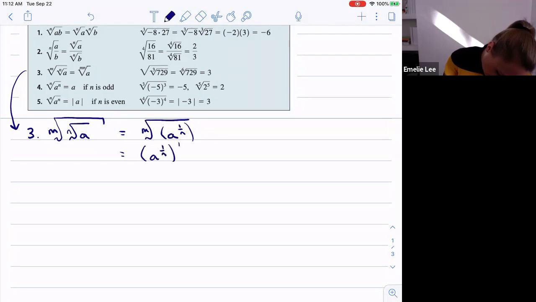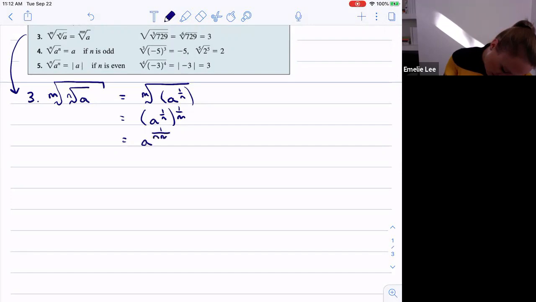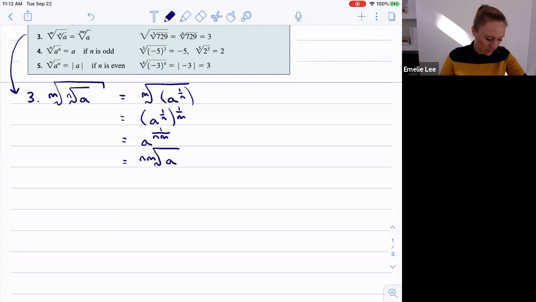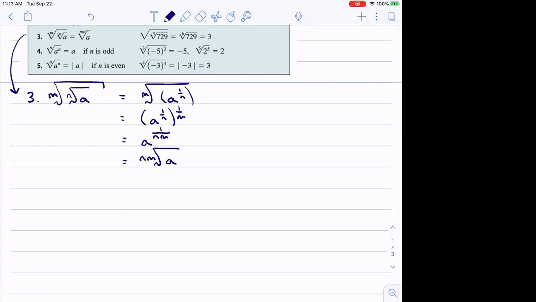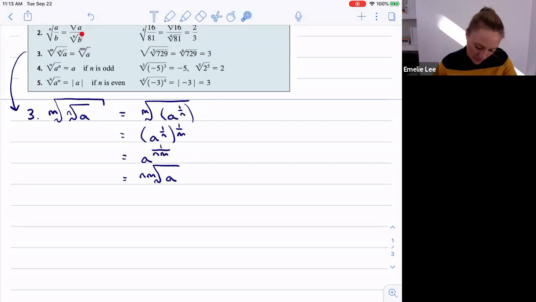Now, laws of exponents say that I'm just multiplying these two fractions. So that's why we had to learn how fractions behave. So now I'm multiplying fractions, that's fine. And so we've got a to the 1/(n times m). And that's how we get to, so now we can rewrite that as a root, the nmth root of a. So that's where we get this property three from. But all of these properties above, we can manipulate using just the laws of exponents.